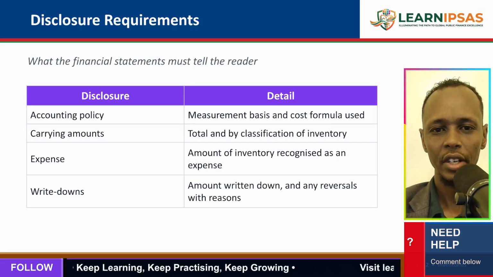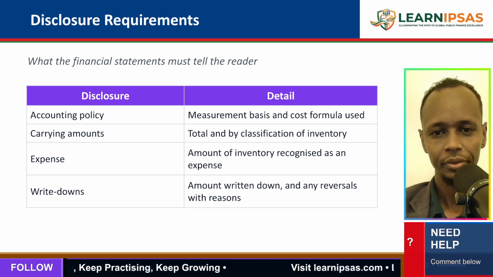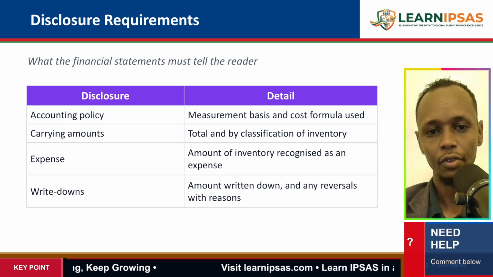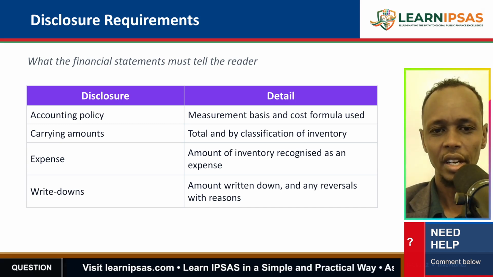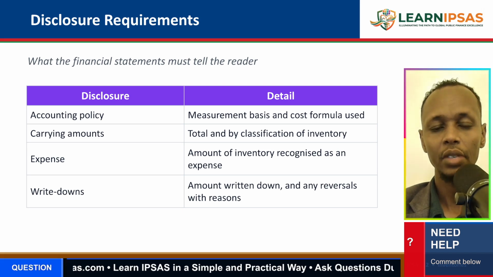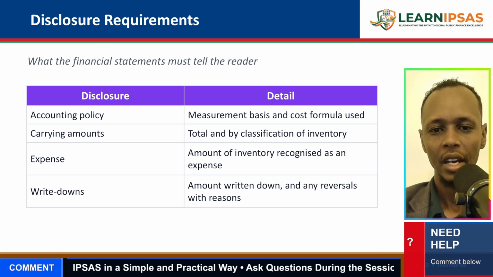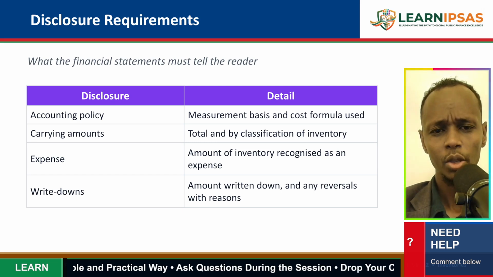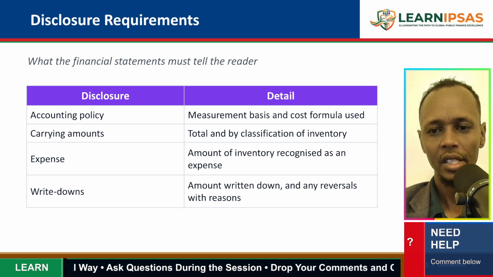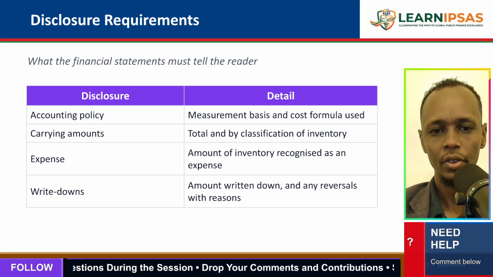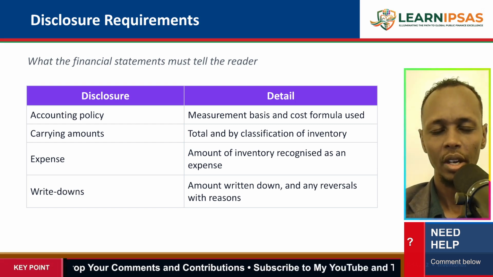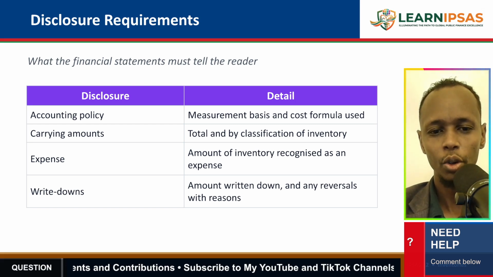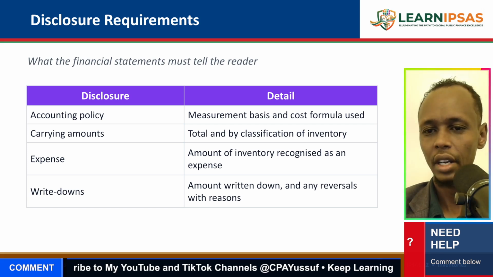Disclosure: what the financial statements must tell the reader. This is paragraph 47. Accounting policy: measurement basis and cost formula used. Carrying amounts: total and by classification of inventory. Expense: amount of inventory recognized as expense. So the first three, normally it's in the form of the main one, IPSAS 12, and you can come up with those notes in a way that follows the disclosures of IPSAS 12, paragraph 47.